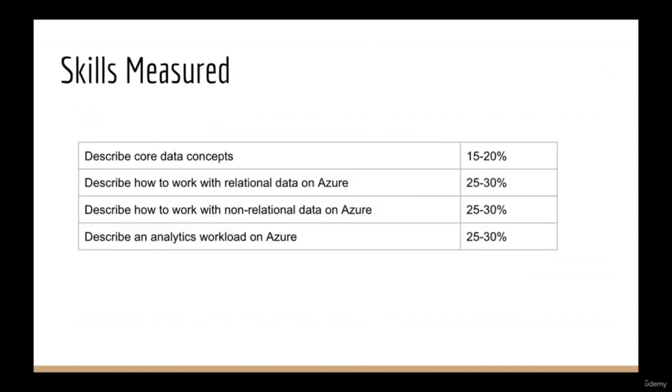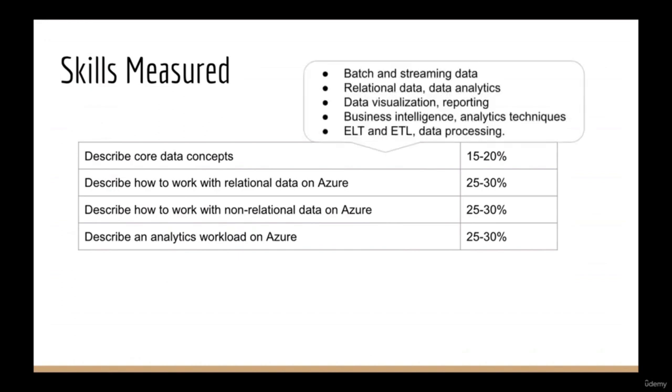So what are the skills that are measured in the Microsoft DP-900 Azure Data Fundamentals? That is, what is this exam really assessing? The first skill is describing types of core data workloads, which covers 15 to 20% of the exam. It includes describing batch and streaming data and the difference between them, the characteristics of relational data and data analytics core concepts, and it also describes data visualization, reporting, and business intelligence, as well as basic chart types such as bar charts and pie charts. Then, it talks about analytics techniques such as descriptive analytics, diagnostic analytics, ETL, which stands for Extract Transform Load, and ELT, which stands for Extract Load Transform, as well as the concepts of data processing.